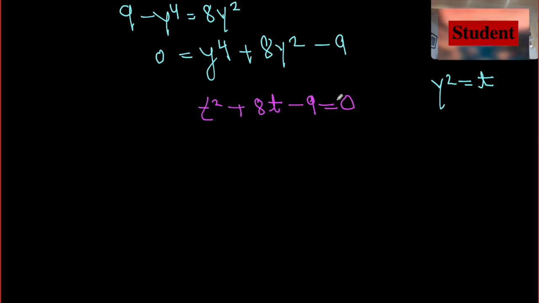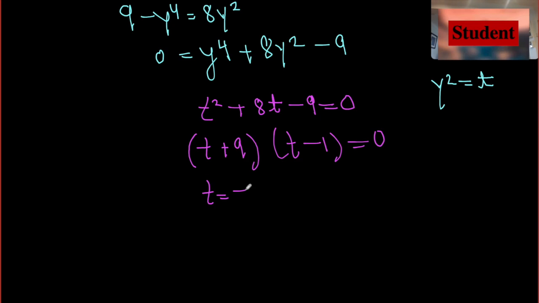So what are the factors? If you want, you can do the factor method, or you can use the minus b formula, and I think here we can do the factor method. So can I write (t + 9)(t − 1)? Is it not true? So what is the value of t? t equal to −9 and t is equal to 1. Which means that y² is equal to −9 or y² is equal to 1.